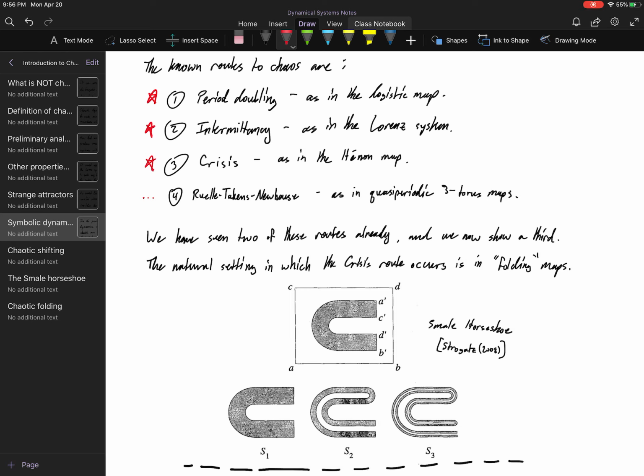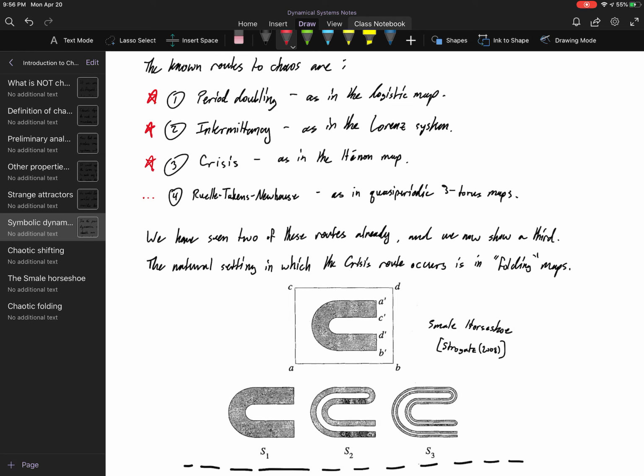There is a fourth route that we know about, and all four of these have actually been observed in physical systems. So they're not just mathematical idle curiosities. They actually have been observed in physical systems. And unfortunately, for the past 50 years, this is all we have to show for chaos. There's really not a whole lot that we know about it. So this is still a very active field of research, just figuring out what are the routes to chaos.